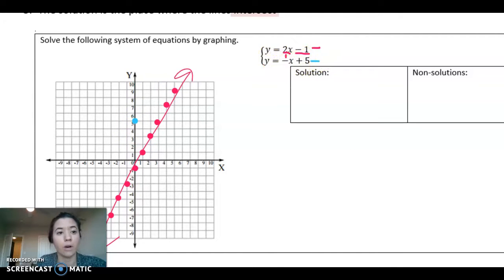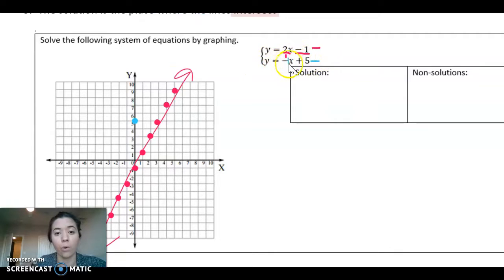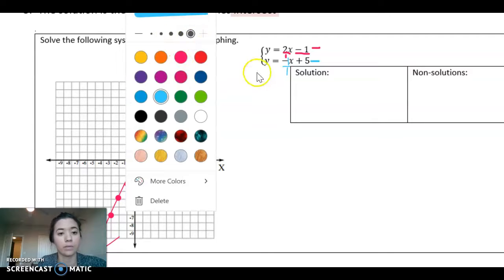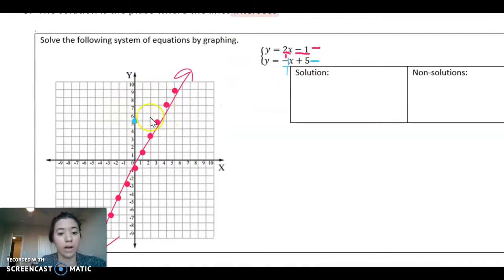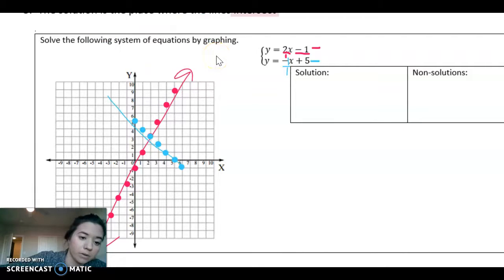And then we have a slope of negative 1, so -1 over 1. So that means we're going to go down 1 over 1. So from 5, from my y-intercept, down 1 over 1, down 1 over 1, down 1 over 1, down 1 over 1. And you can already see where they're intersecting. Go ahead and draw a line through this one now.